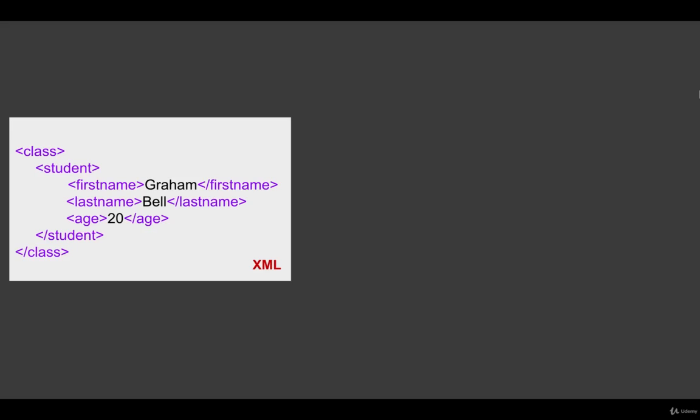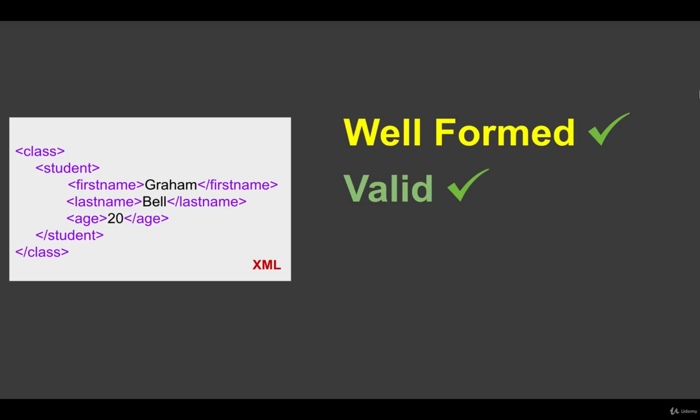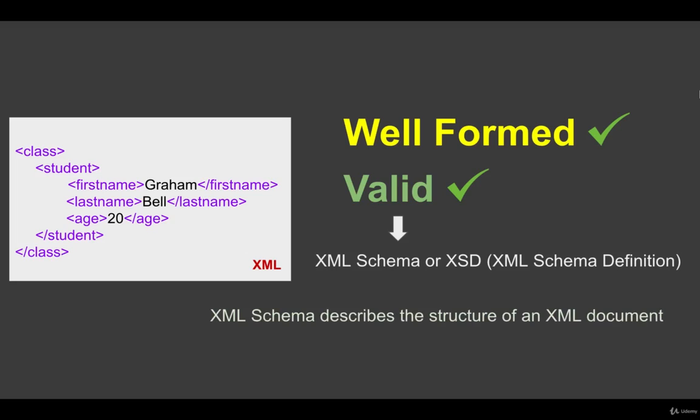Let us suppose this is a very simple XML. Now we can say that this is a well formed XML if it follows all the rules and structure of an XML document. However, we can say this is a valid XML if it is created as per the structure laid out in another XML document, which is called XML schema or XML schema definition. So XML schema is an XML document that describes the structure of XML, and if your XML conforms to this structure, it will be called a valid XML document.